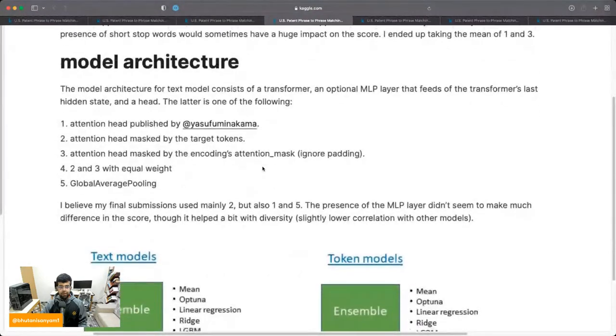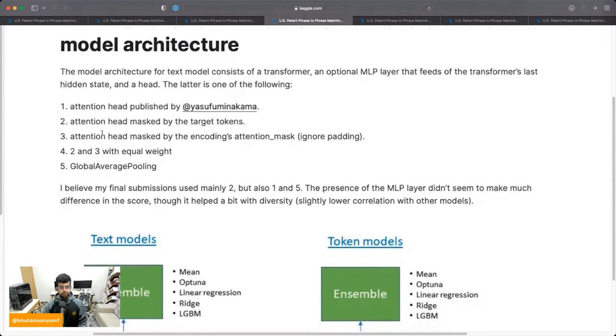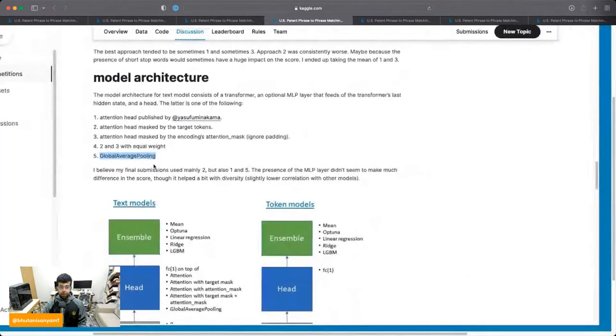After this, they speak about the architecture, which we've already looked at. The things worth highlighting are that the attention head was simply used from the kernel by Nakama. The attention head was masked by target tokens, and it was masked by the encoding's attention mask as well. And after this, there was a global averaging pool, or GAP.